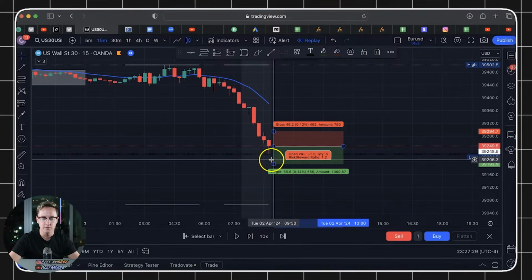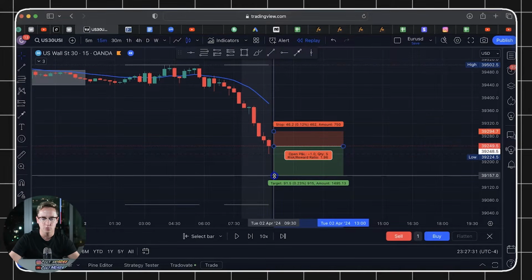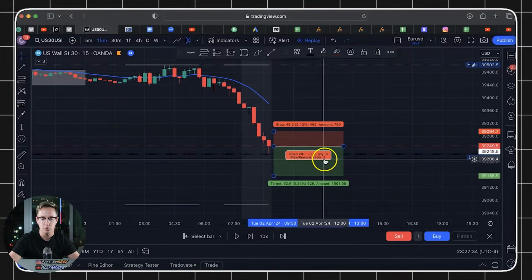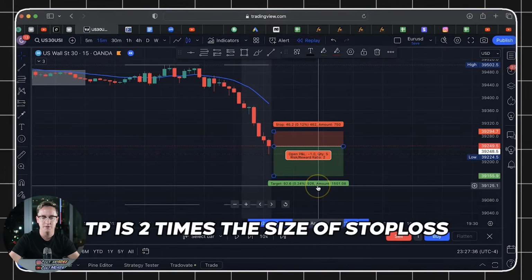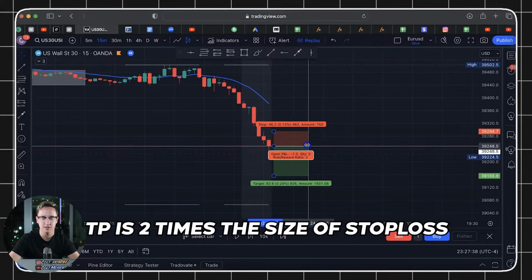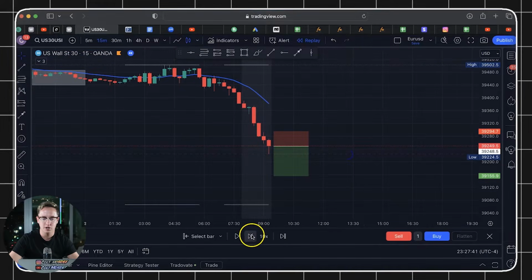And then all I'm going for usually is a 2-to-1. So once I see it say risk reward ratio 2, that's telling me my TP is 2 times the size of my stop loss. And then what happens right at the market open?